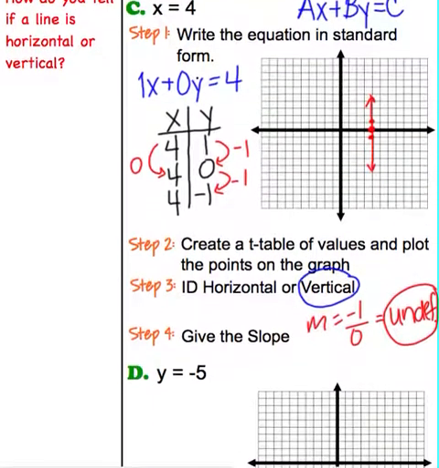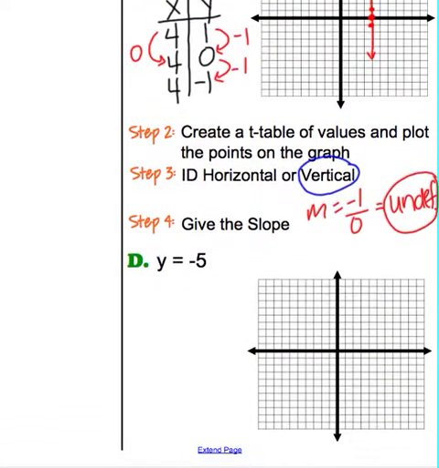Now looking at this next example, we've got y equals negative 5. If I start off by writing this in standard form, a times x, which would be 0 times x, plus b times y, which would be 1 times y, is equal to negative 5. So if I create an xy table, it says y equals negative 5. Well, if I put in values for x, let's go negative 2, let's go 0, and go positive 2.